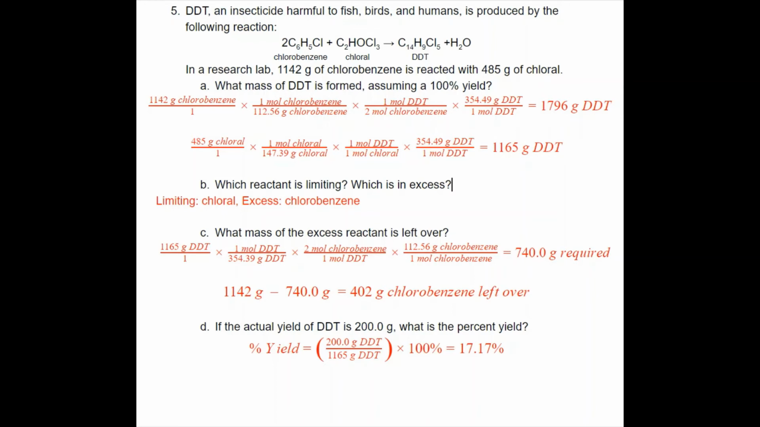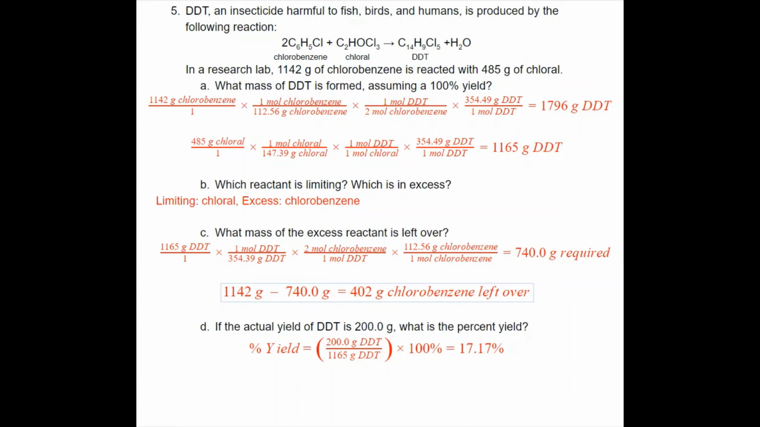So I started with the mass of DDT I could produce, converted that into moles using molar mass, and then converted it into moles of chlorobenzene using my mole ratio, and multiplied by the molar mass to get grams. So I started with this amount of chlorobenzene, and I'm going to use this amount. So that means I'm going to have 402 grams of chlorobenzene left over.